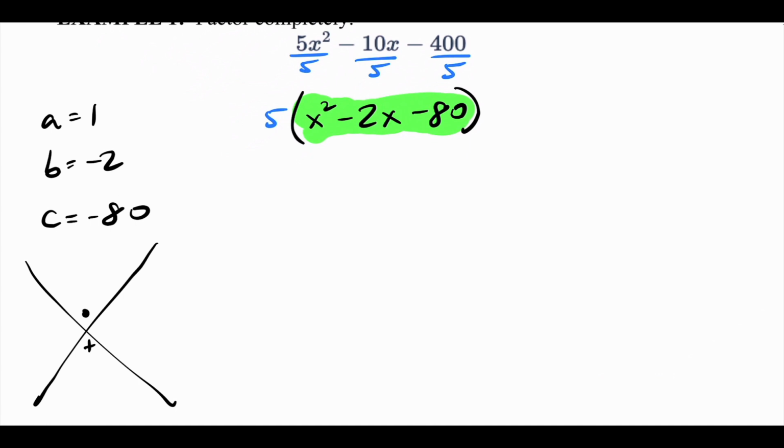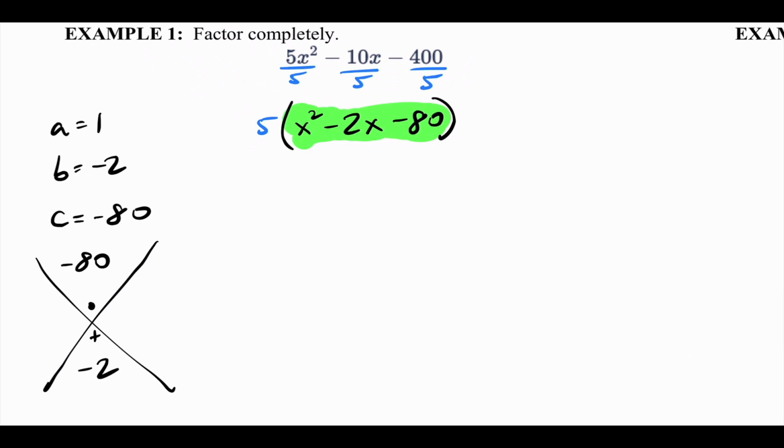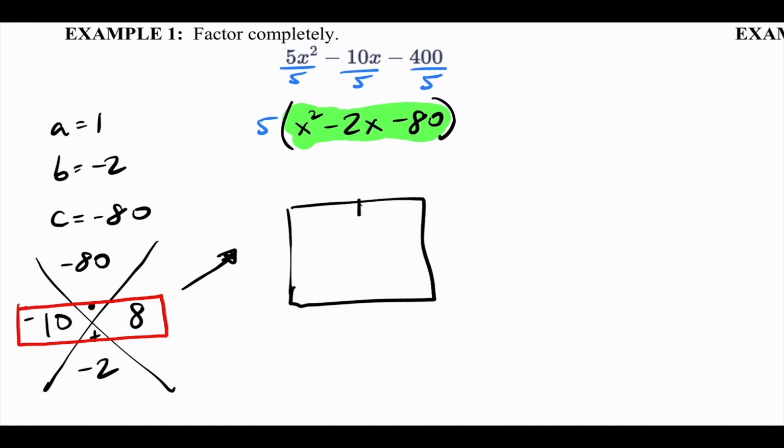Multiply A times C, I get -80. B would go down there, -2. So what are the two numbers that multiply to be -80 and add up to be -2? I think it's 10 and 8. One of them has to be negative, though. I think it's -10. Okay, go to the box.